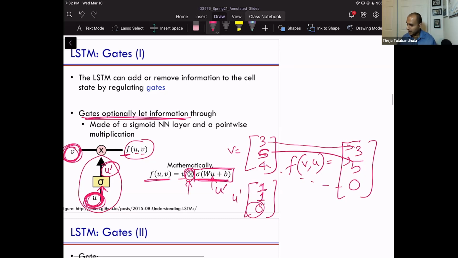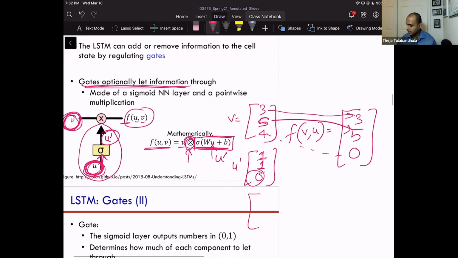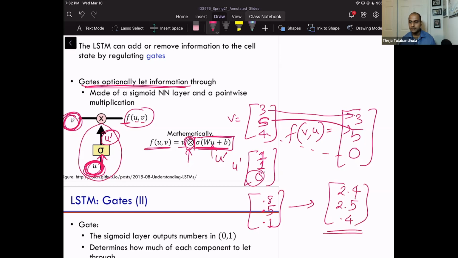So u prime could be, for example, 0.8, 0.1, and 0.5. Because sigmoid is a transformation which, given an input real number, produces a number which is between 0 and 1, right? So you can have these three numbers and things will get scaled. So 0.8 times 3 is 2.4, 0.1 times 4 is 0.4, and 0.5 times 5 is 2.5. This is the output vector.